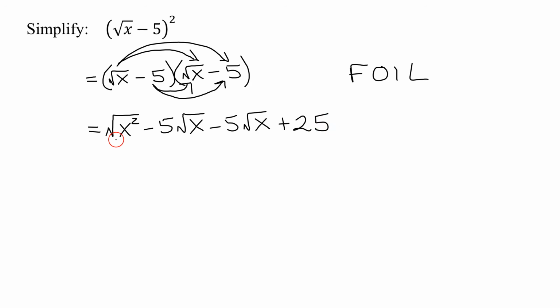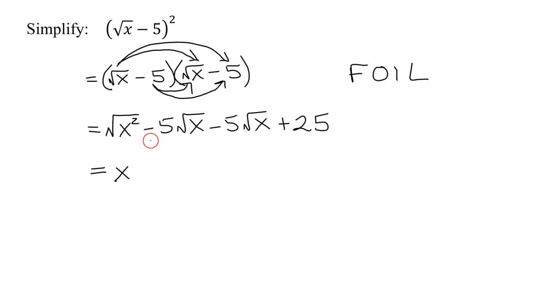Now we've multiplied the two binomials. All we have to do is simplify this expression. Well, what is the square root of x squared? The square root of x squared is x, as long as x is a positive number, and in these problems we assume it is.